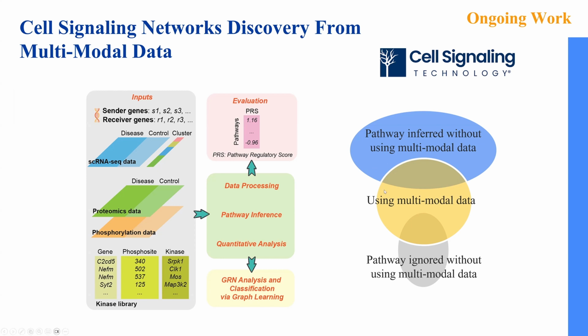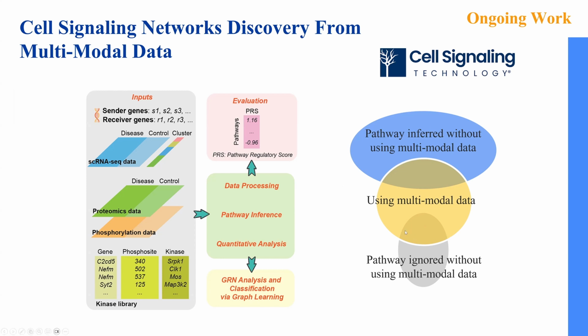And then this new method can identify these, so we can ignore those because they prove to be unactivated. And then for some of the ignored pathways, maybe they are not differentially expressed in the RNA-seq data, but they have very high proteomics level and phosphorylation level, then we can impute them. So we can save them from being ignored.